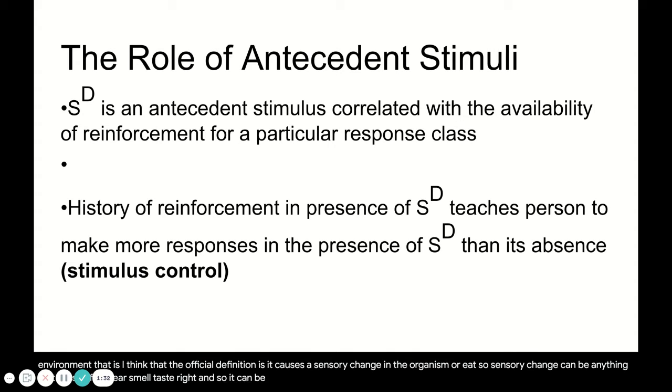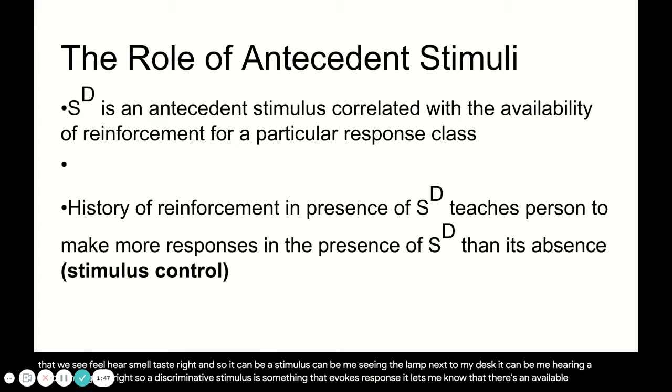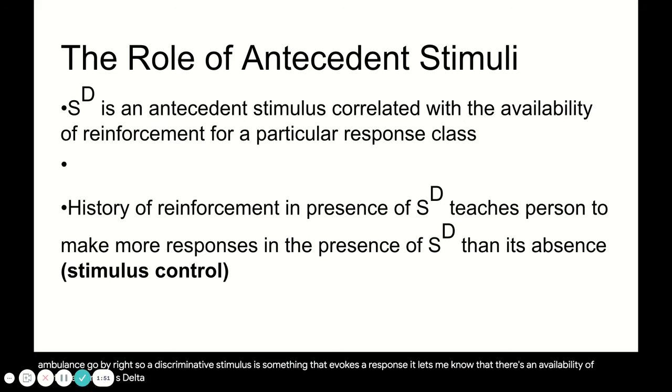And so a stimulus can be me seeing the lamp next to my desk. It can be me hearing an ambulance go by, right? So a discriminative stimulus is something that invokes a response. It lets me know that there's an availability of reinforcement. S delta is something that does not let me know that there's going to be reinforcement available. It's just everything else in the environment.